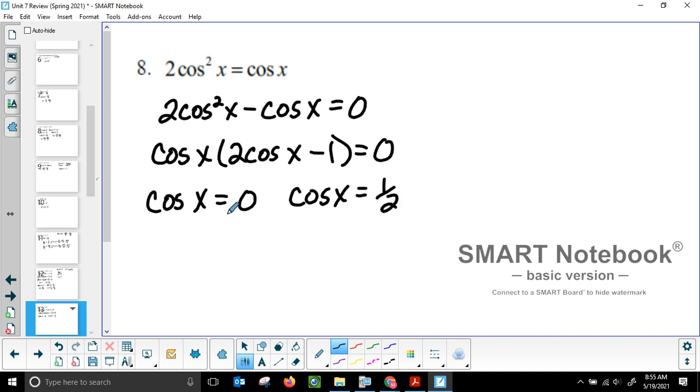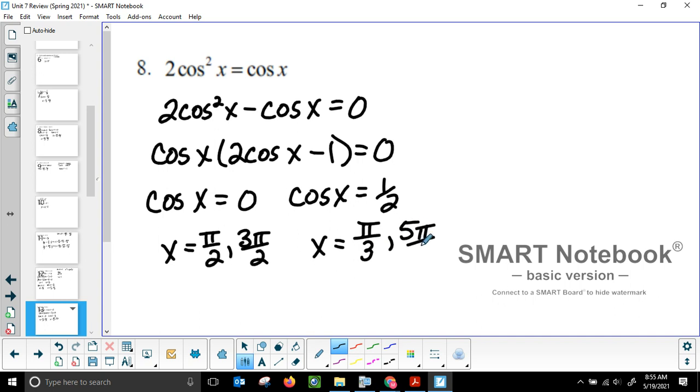Right, cosine is equal to 0 at pi over 2 and 3 pi over 2. And cosine is equal to 1/2 at pi over 3 and 5 pi over 3. Any questions or concerns over that section?